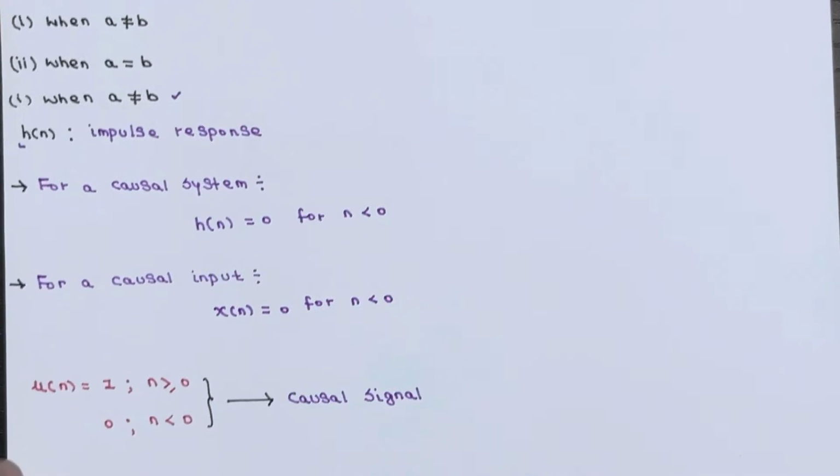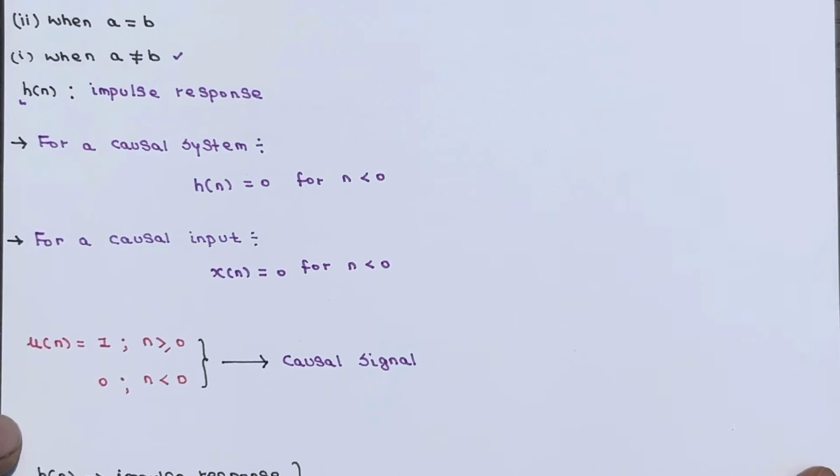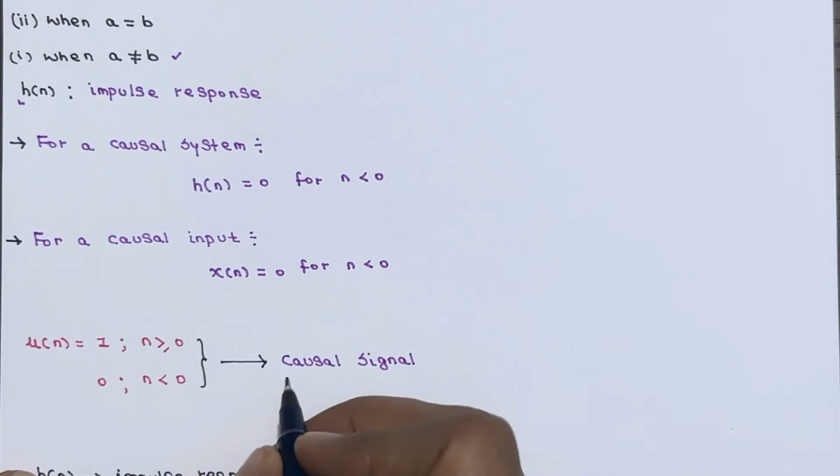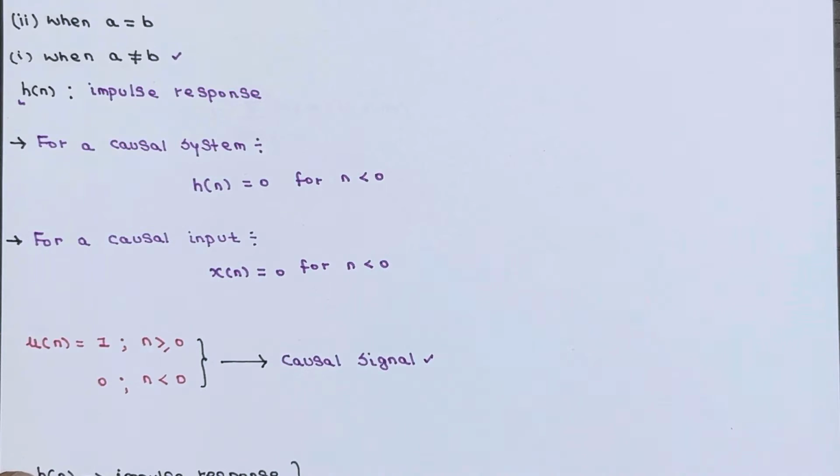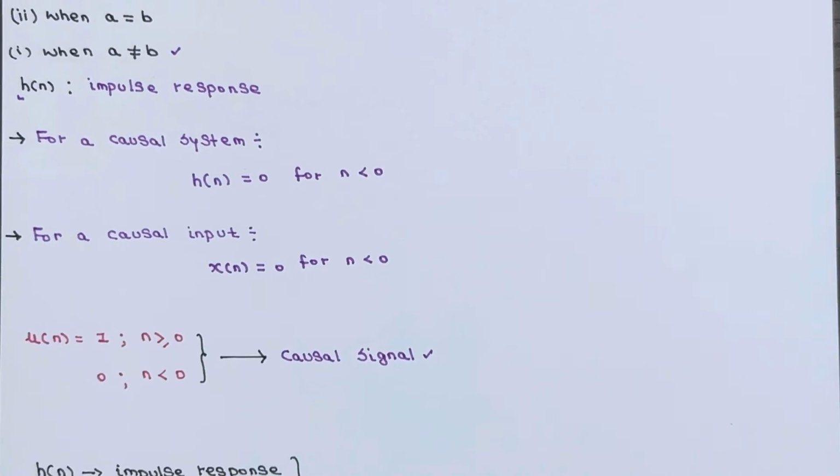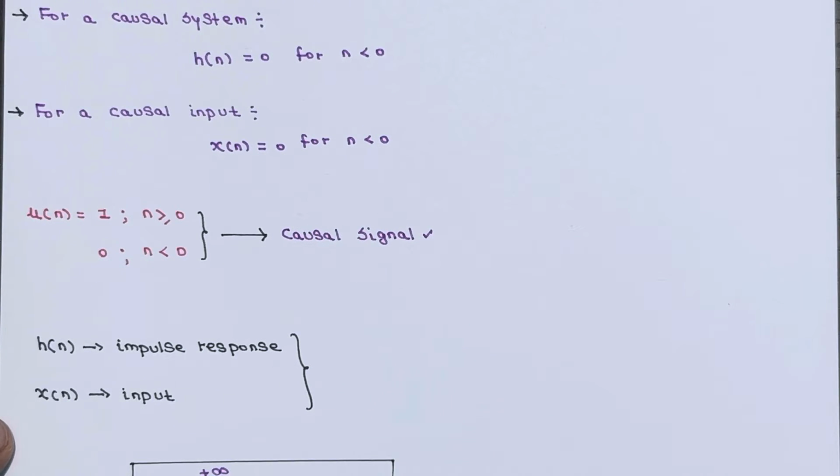Am I right? And one more fact that you should know is that u of n is basically a causal signal. Fine. And we have already covered that a non-causal signal can be converted to a causal signal by multiplying the non-causal signal by a unit step signal u of n. Am I clear? Fine. Now in the question, h of n is given and x of n is given. So x of n is the input, and h of n is the impulse response.